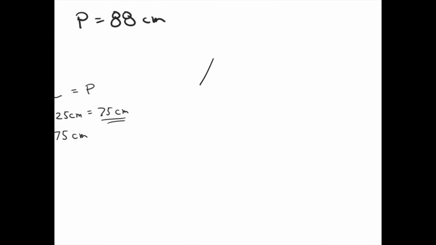So here is an attempt at drawing a regular hexagon. All of its sides are the same. It has 6 sides. Let's give these side lengths a measure of 11 centimeters. There are 6 of them, all 11 centimeters.